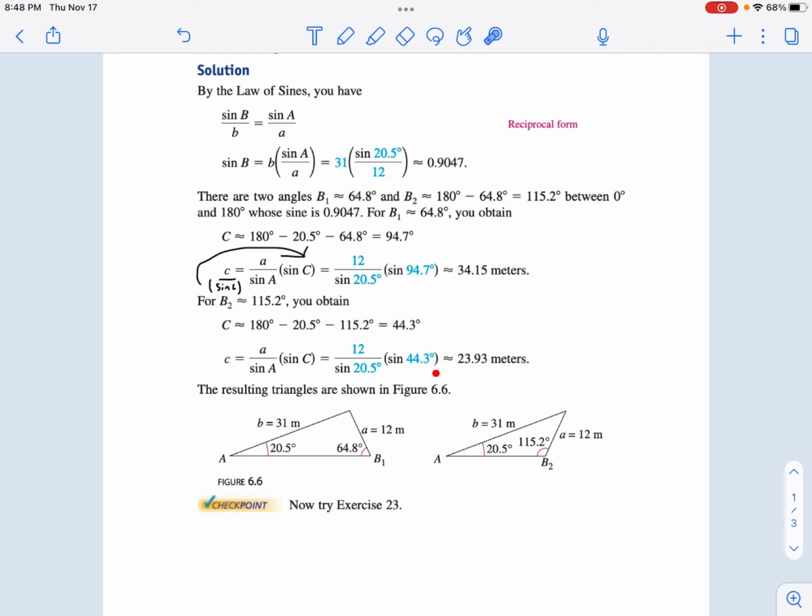And now, from there, we're going to try to solve the side length for c. We're going to do the exact same thing we did before, which is 12, the a length, over sin 20.5, which is the angle, and we're going to times it by sin 44.3, which is the C angle, and we're going to get 23.93. And now we have our whole triangle solved here, just using the law of sines.